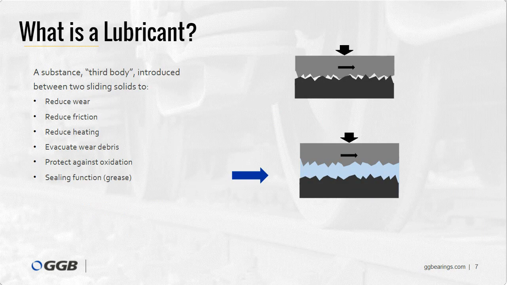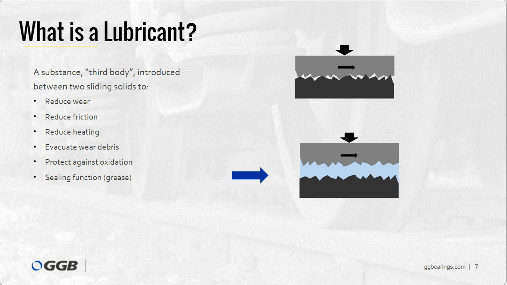So what's a lubricant? Well, it's a third body introduced between two sliding solids. Basically, it is a dissimilar material. That is a material that is very much unlike the sliding surfaces that are in contact. And the more dissimilar a material is, the less it will adhere.